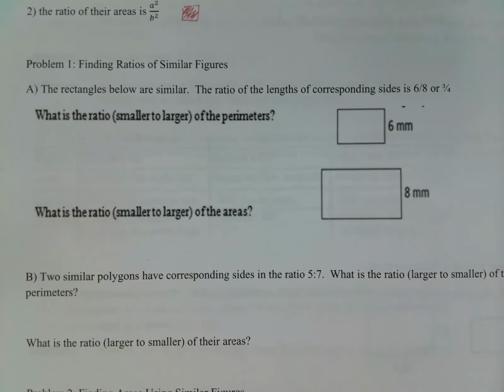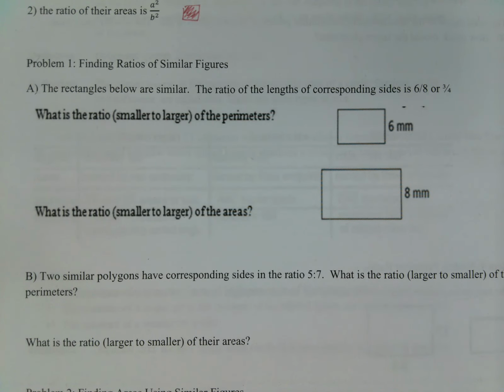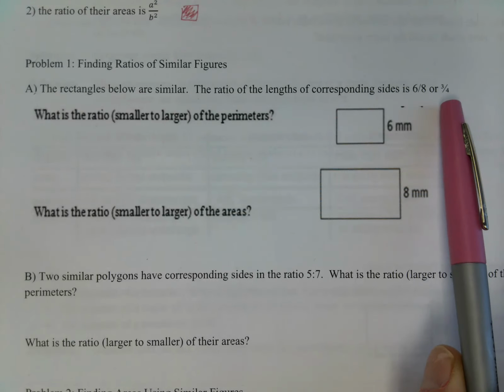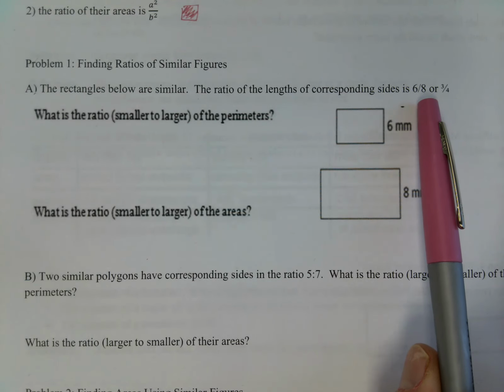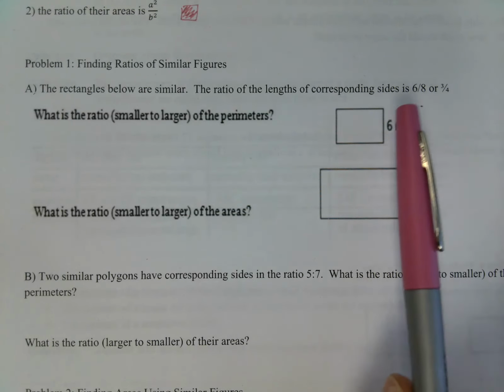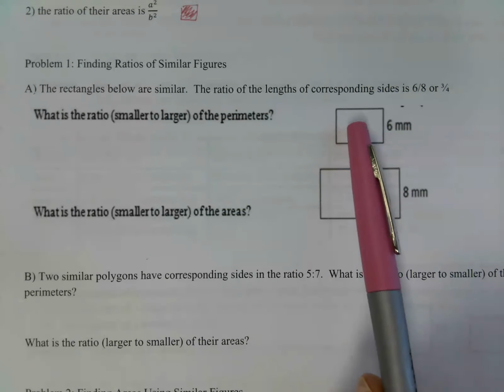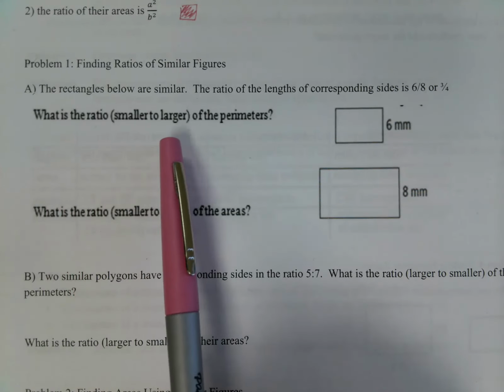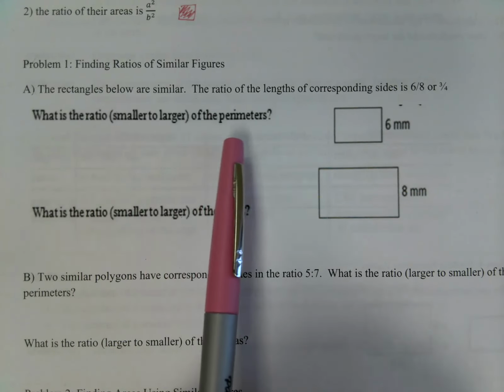So for this first problem, it says that the scale factor is 6 to 8, or 3/4. Now, when you're writing the scale factor, you should make sure to always simplify your fraction. In this case, the first image is typically on top, the second image is on bottom. The first question is asking, what is the ratio of perimeters?